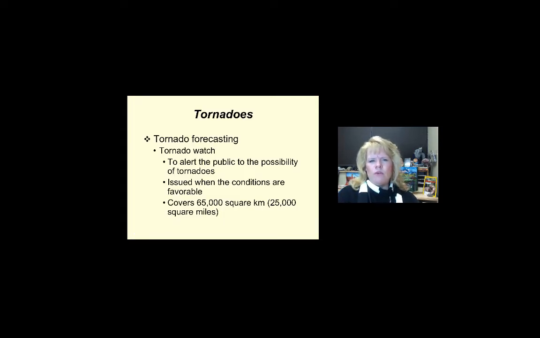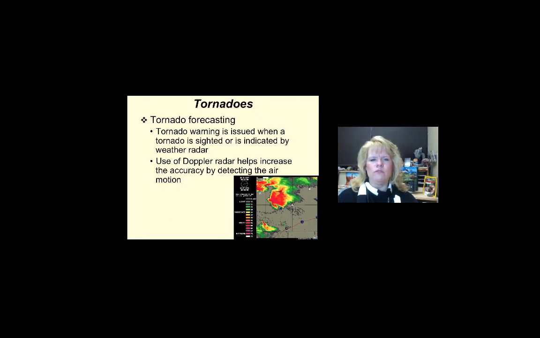Now, let's talk about forecasting tornadoes. First of all, tornado watches are alerted when there's the right conditions to form a tornado, but one has not been spotted or tracked on the ground or by Doppler radar. So when they're issued, we issue them over the course of a 65,000 square kilometer area. So that's 25,000 square miles. That's a pretty large surface area that we'll be watching for thunderstorms to develop.